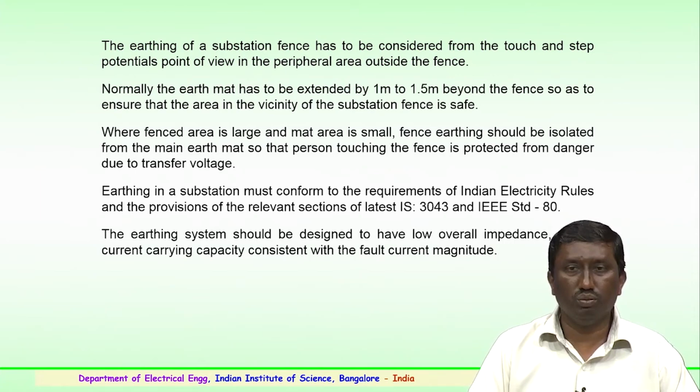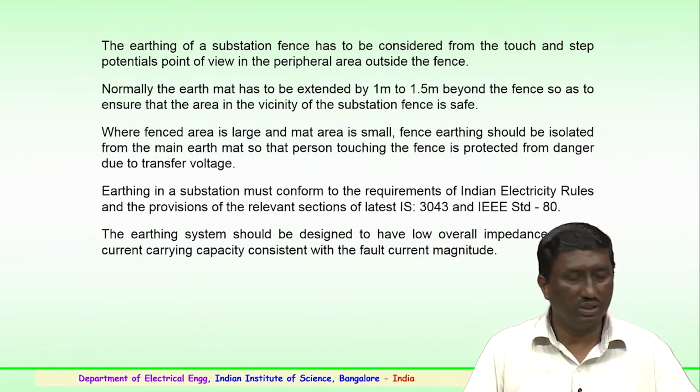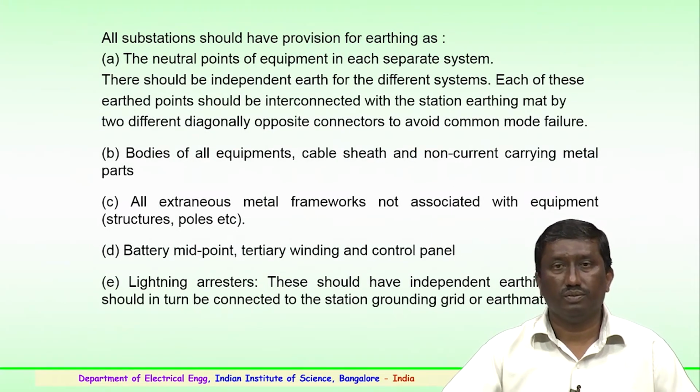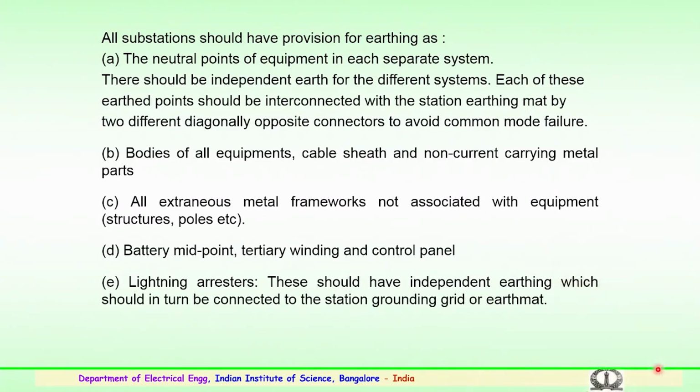So, the earthing system should be designed to have a low overall impedance, very important, very low overall impedance, and a current carrying capacity consistent with the fault current magnitude, which could be generated due to the faults in the network system. All the substations, it could be low voltage, medium or very high voltage, should be able to have a provision for earthing or grounding, and it should be seen that the neutral points of the equipment in each separate system are maintained.